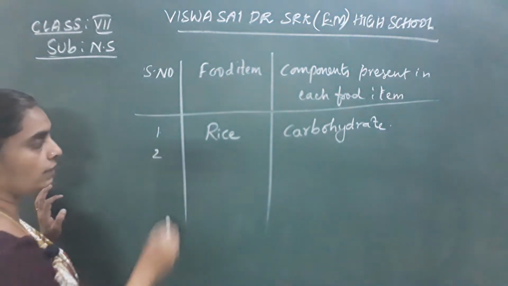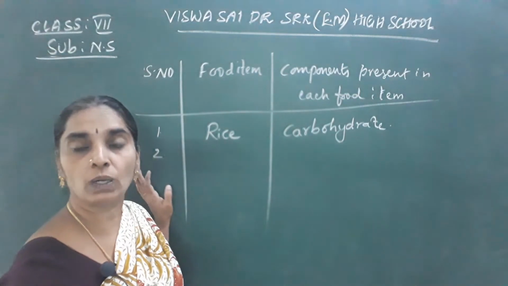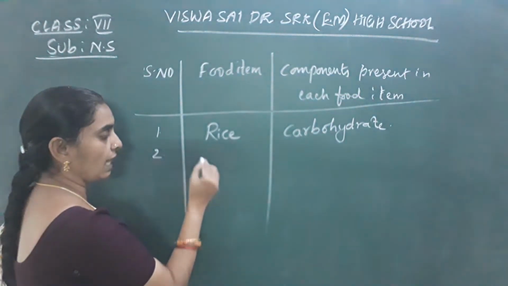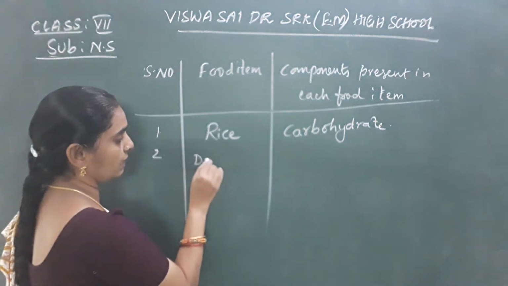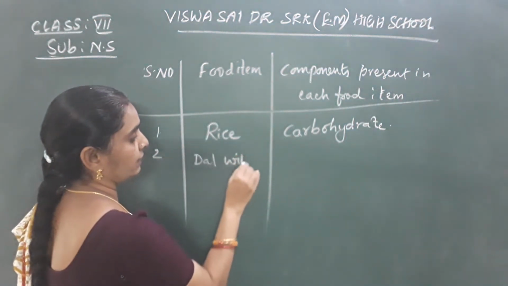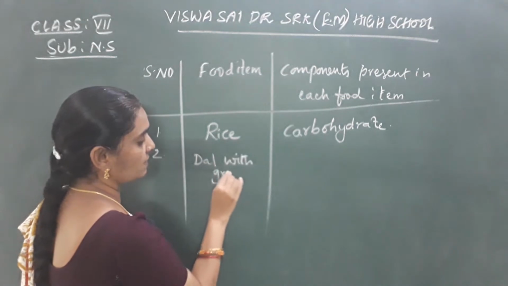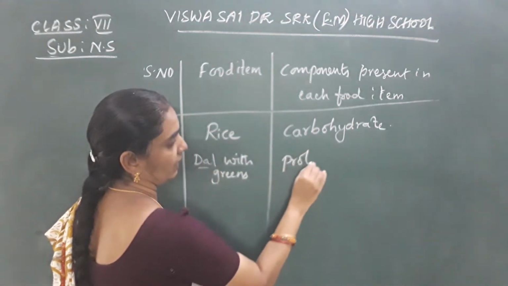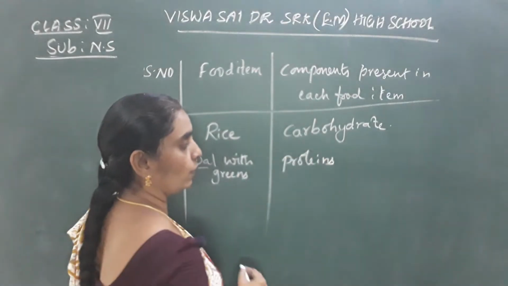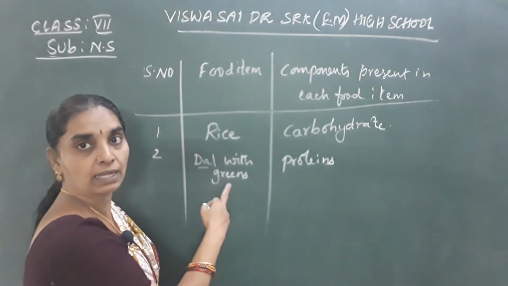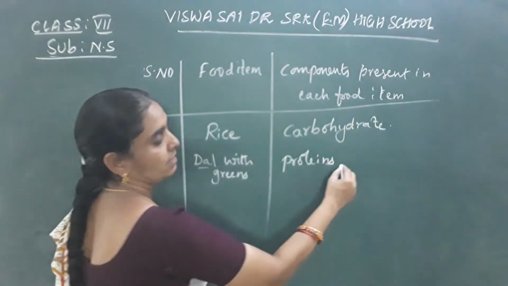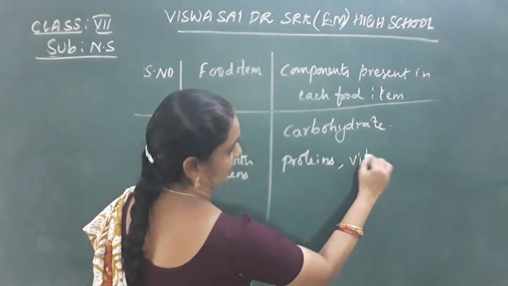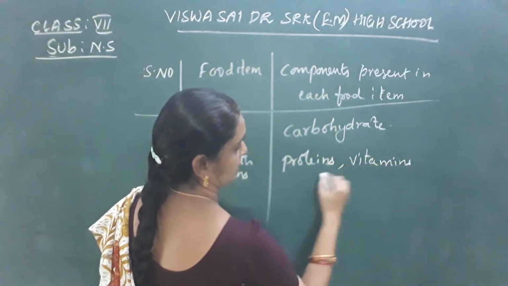Next, the second one, pulse. Rice and pulses or eggs are being preferred to eat in the lunch by you. So if any dal, you can have dal with greens, anything you can add with the vegetables, isn't it? Dal with greens is green leafy vegetables. So dal contains proteins. They are bodybuilding foods, as you know well. And what do the green leafy vegetables contain? Vitamins and minerals. So you have to write like this.